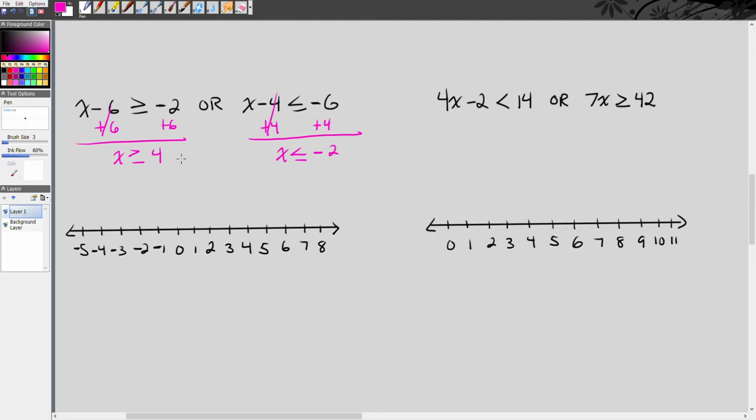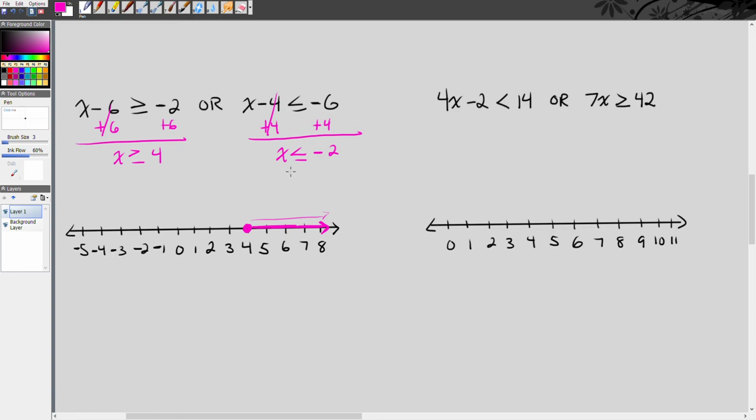So what do these graphs look like? Well, let's take a look at our greater than or equal to 4. So again, it's an or equal to, so we're going to put a solid circle, a shaded in circle on 4, and greater than is to the right. Right? Greater than is this way. So we're going to kind of shade in all of this and put our arrow.